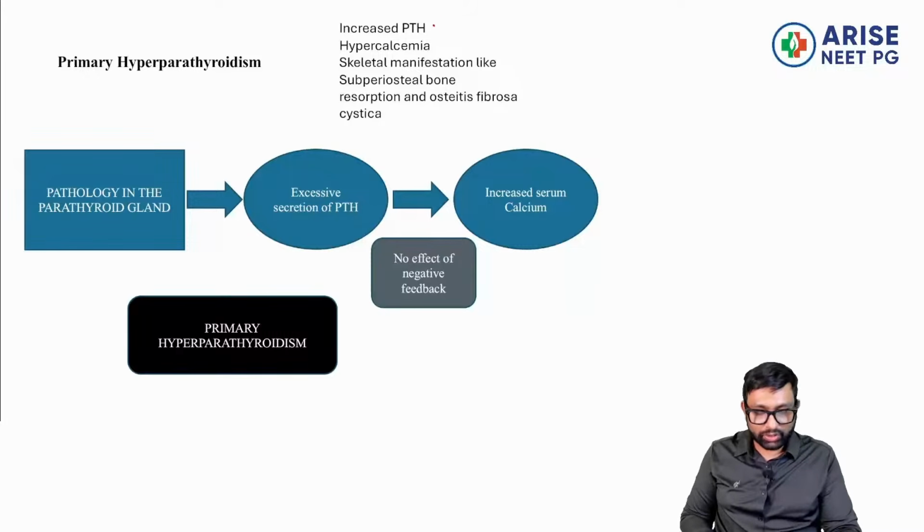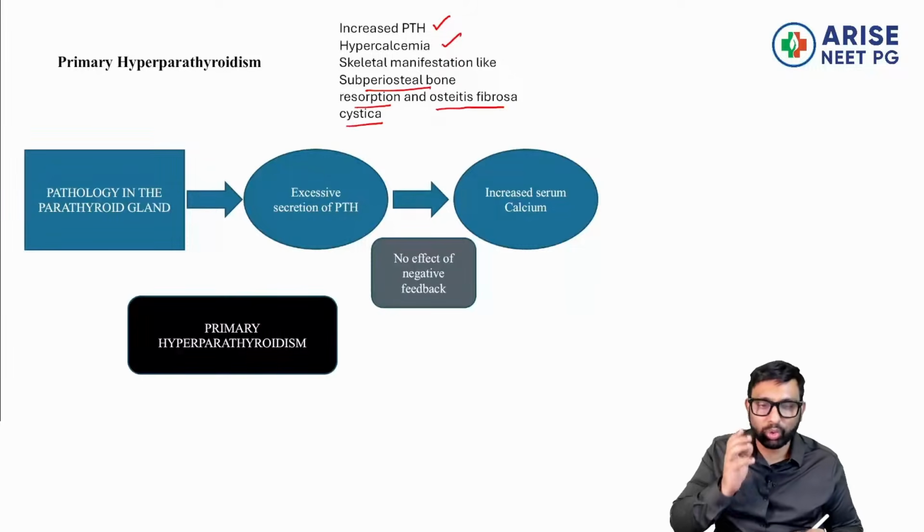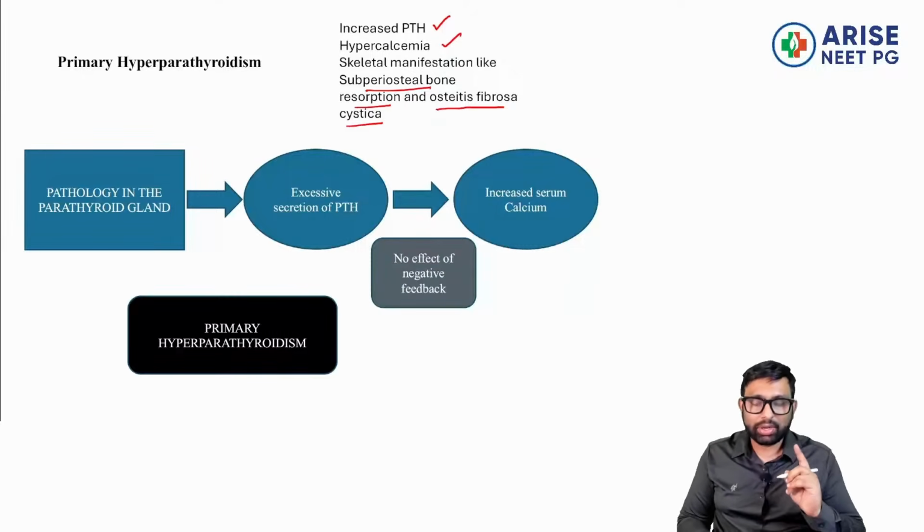So this is primary hyperparathyroidism. Here patients will have increased PTH, hypercalcemia and skeletal features like osteitis fibrosa cystica and subperiosteal bone resorption, and even brown tumor is common. So in our condition, PTH was not increased, hypercalcemia was not there, so this is not a case of primary hyperparathyroidism.